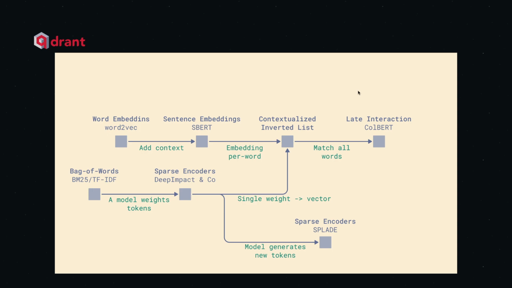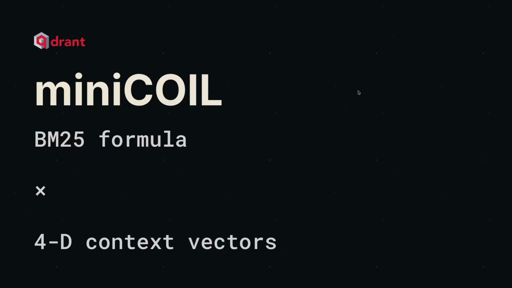But on the flip side, what do you get? Well, you get 4-dimensional vectors, which are going to run super fast, scale great, perfect speed, and it's backed by BM25, right? So you have that reliability that BM25 offers. So how MiniCoil works is we're going to take that BM25 formula that we know and we trust, and we're just going to add in these 4D context vectors.